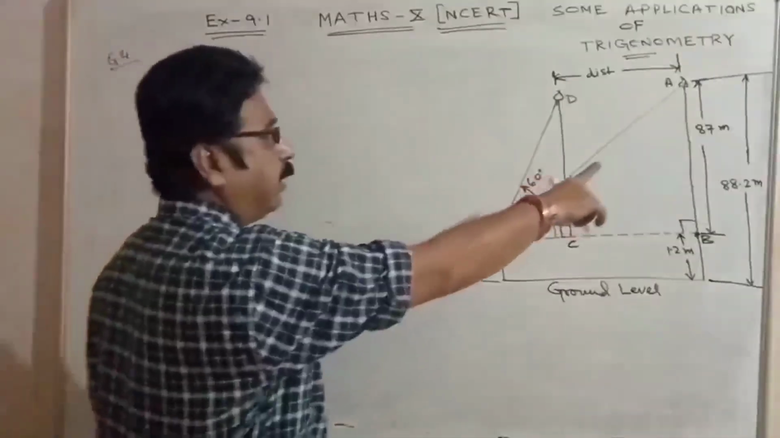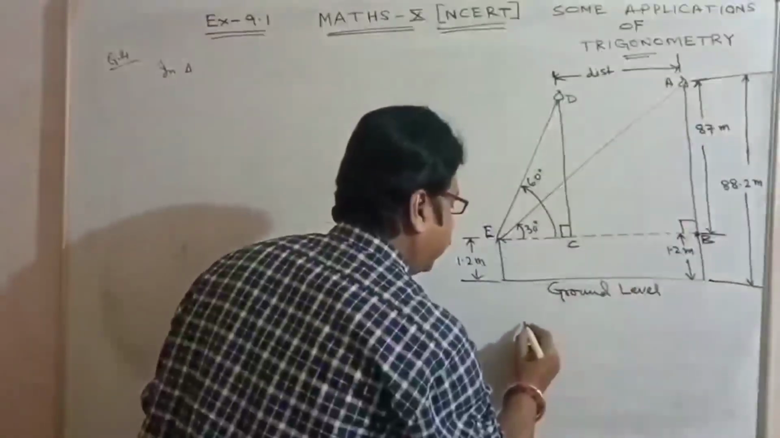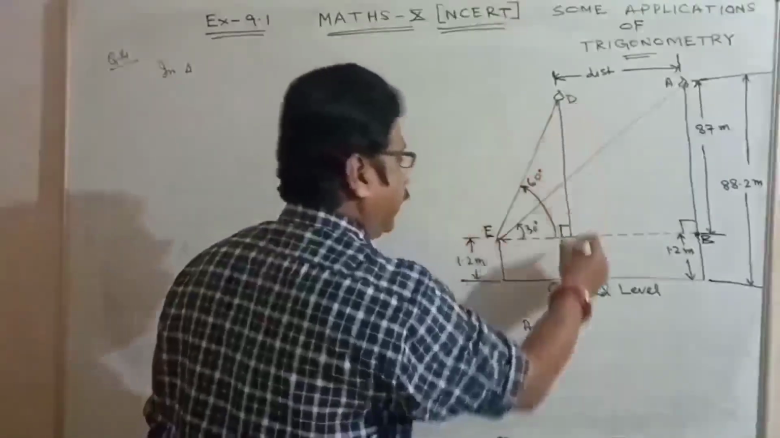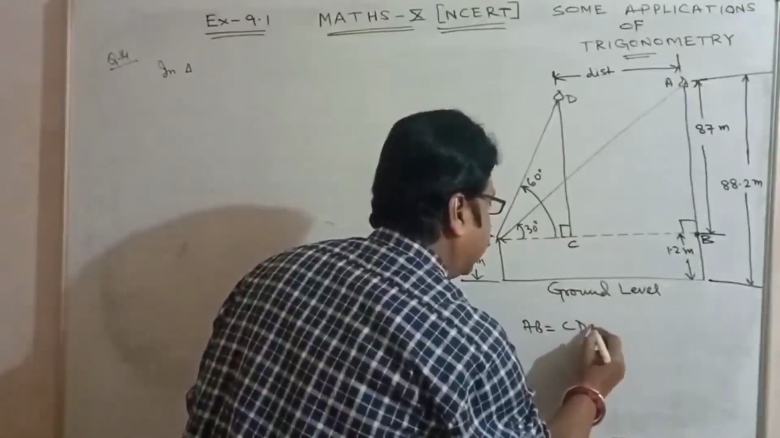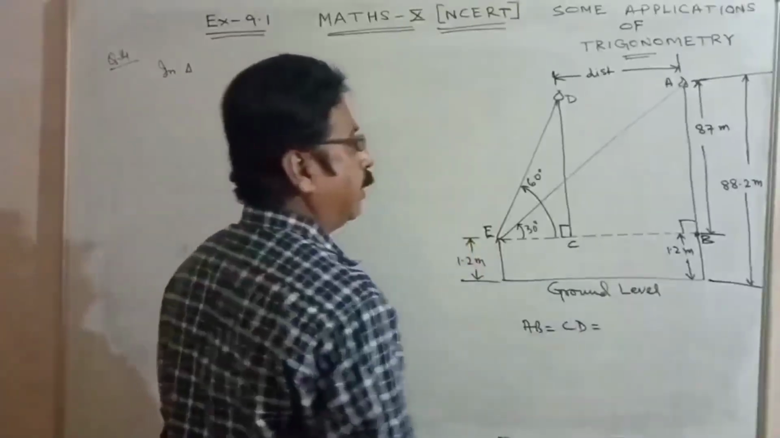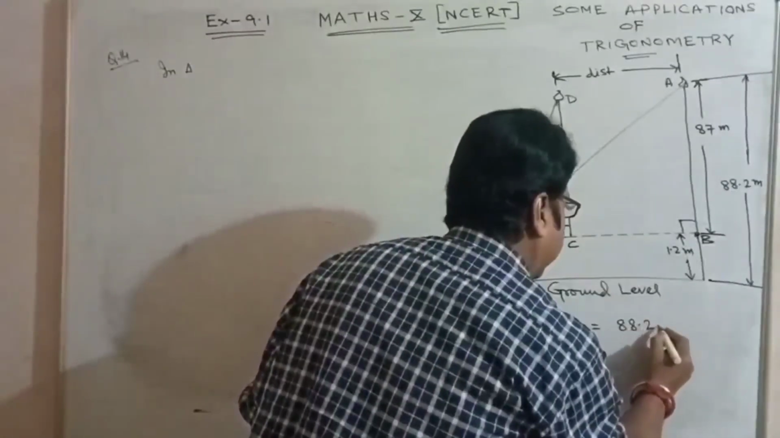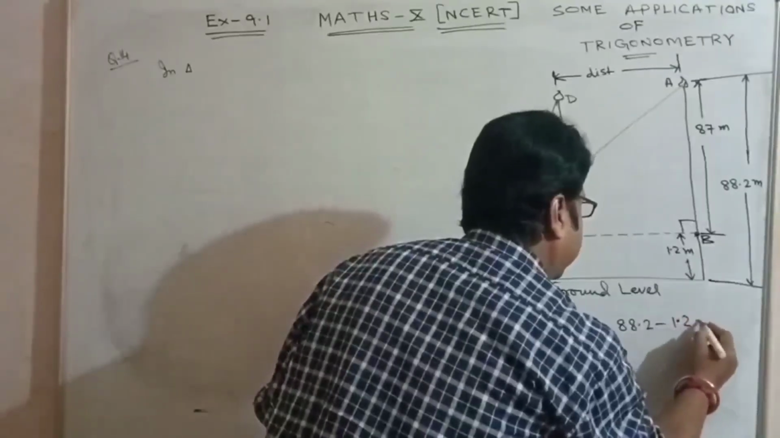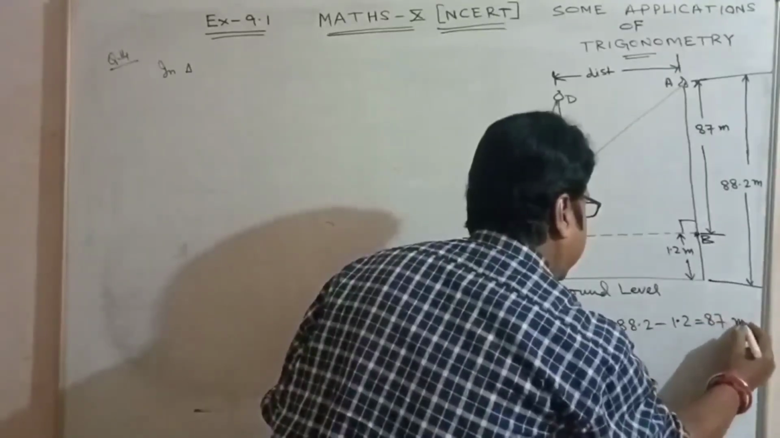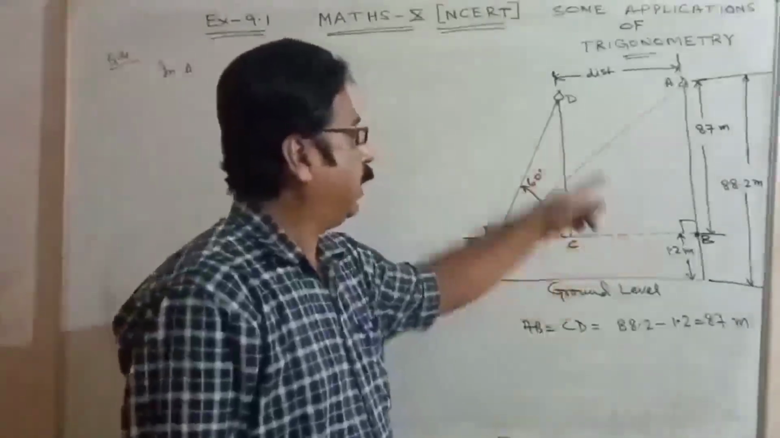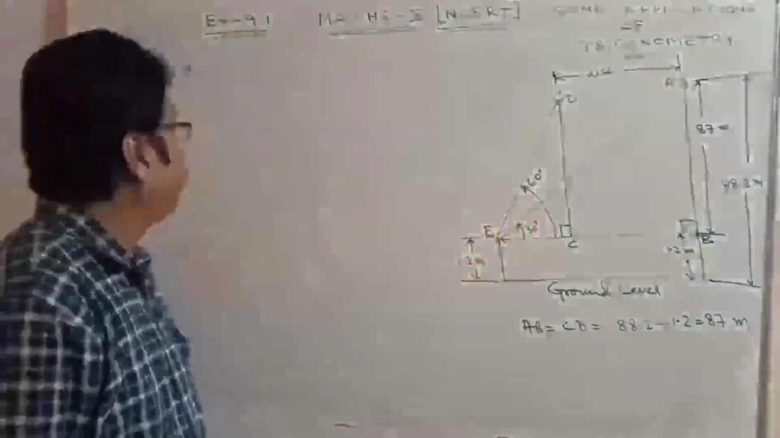Here we have calculated AB. How much is AB? We can write AB equals CD, equals total was 88.2 minus 1.2 equals 87 meter. AB and CD both are equal.